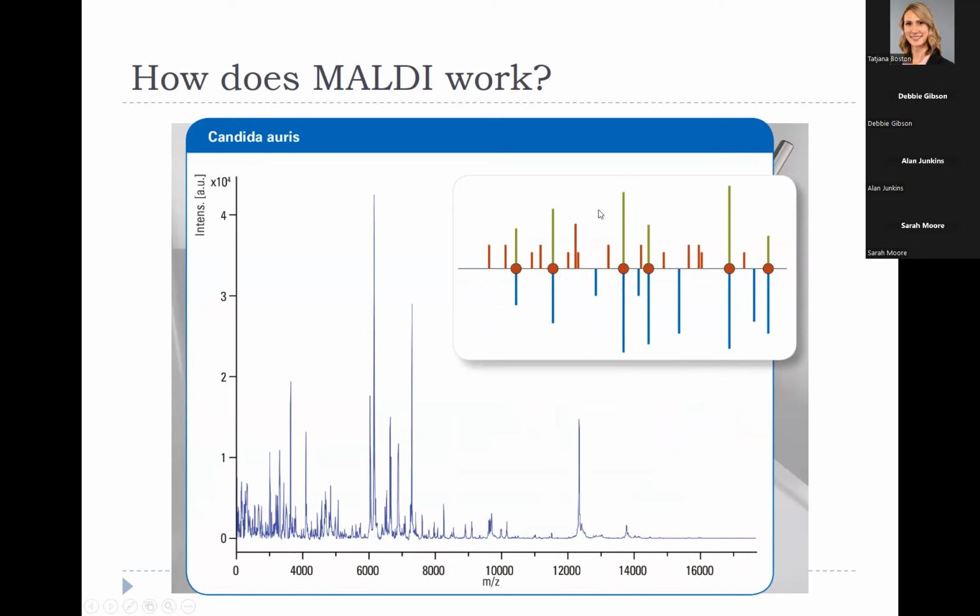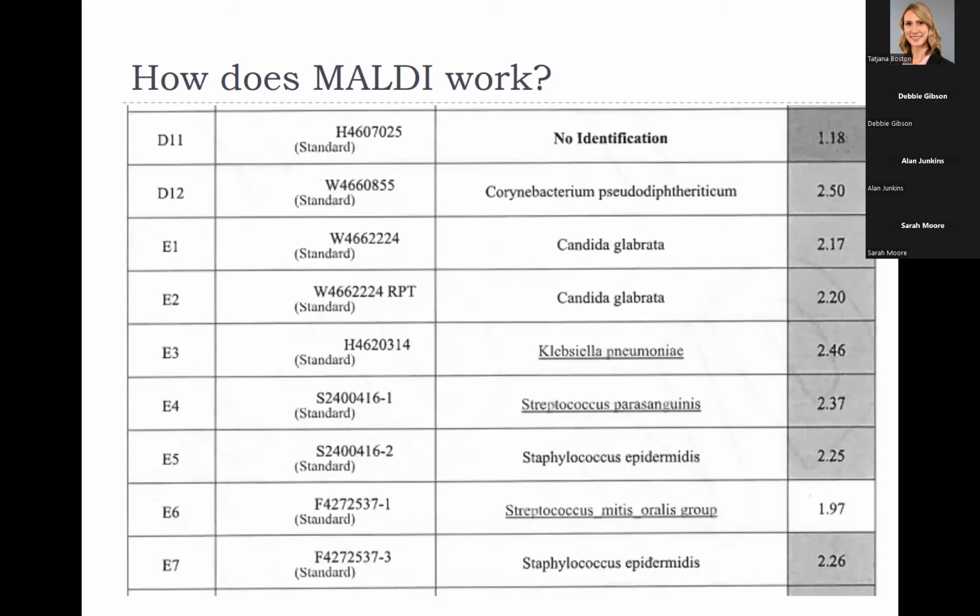The software kind of converts that into something that's a little more easy to analyze. And then it spits out a report. So this is one of our reports from just the other day. This is what it looks like. On this particular instrument, this is the Bruker instrument, what we're looking for is a score of 2 or higher. Okay, that's a good identification, that's 2 or higher.